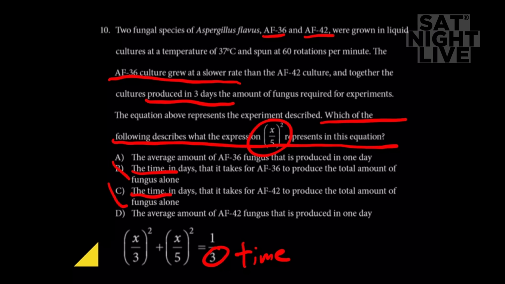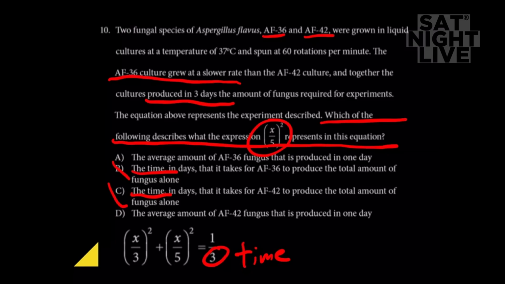And so if I've already figured out where the time is in my equation, now I'm just looking for where the fungus is. So what's the significance of AF36 growing at a slower rate? We'll take a look at these two fractions. Which one will grow more slowly? The right-hand fraction, x over 5 squared, the one we're looking at, has a larger denominator. And if you square a larger denominator, your denominator just gets even bigger. And that means the fraction itself is going to get smaller. And so your fungus will grow at a slower rate. And so now I could say that x over 5 squared represents the fungus that's growing more slowly.